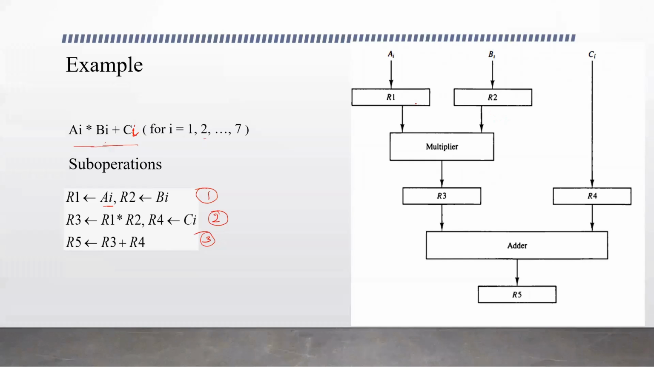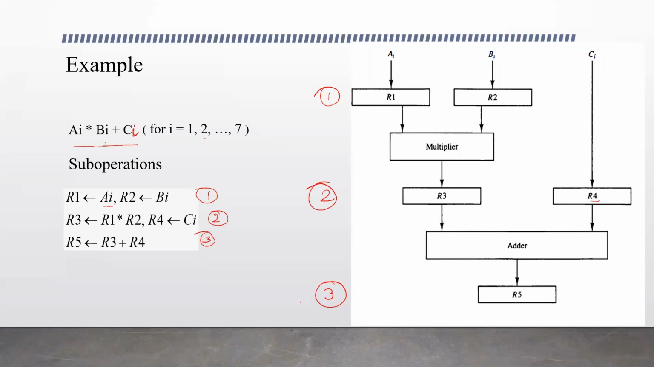So this figure shows this process, storing of Ai in register R1 initially and storing of the memory operand Bi into register R2. This is done in the first clock cycle. The first sub operation is moving Ai to R1 and Bi to R2. The second operation is the multiplier circuit, which multiplies R1 and R2 and transfers the result to R3. At the same time, Ci is loaded into R4. And now the adder circuit adds R3 and R4 and stores the result in R5. So this is the third sub operation.